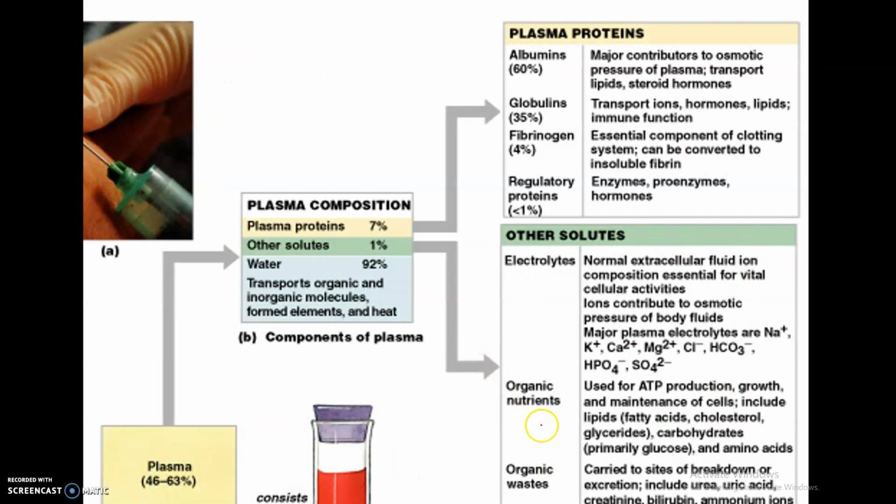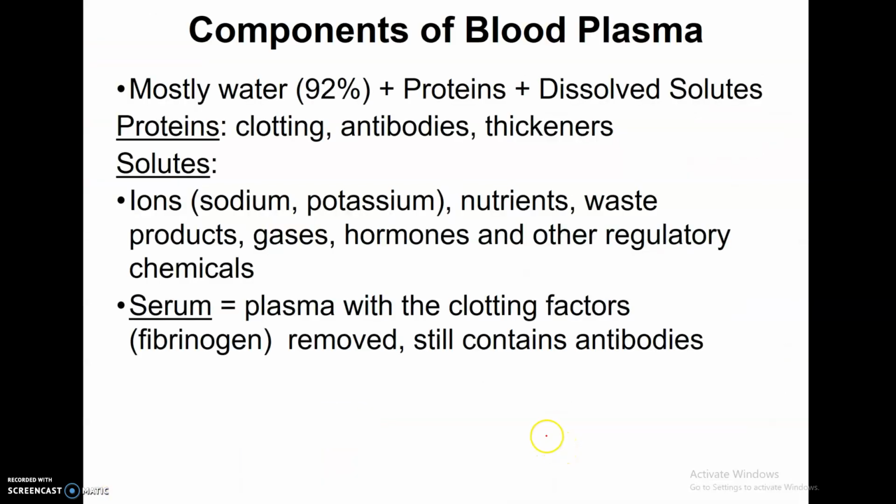And so this is just a close-up so that you could see a better view of the types of electrolytes: sodium, potassium, calcium, magnesium, chloride. Remember, all of these cations can join with chloride. We have organic nutrients like our ATP here, and organic wastes.